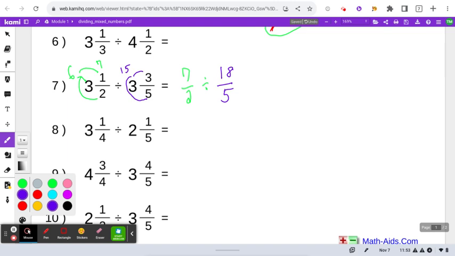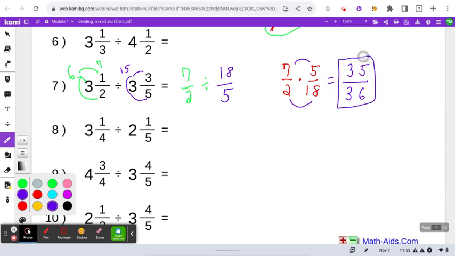Now we're going to multiply by the reciprocal. So we'll have 7/2 multiplied by 5/18. So we're going to now see that there's no cross canceling. We'll multiply across. 7 times 5 is 35. And 2 times 18 is 36. So you'd end up with this one, 35/36.